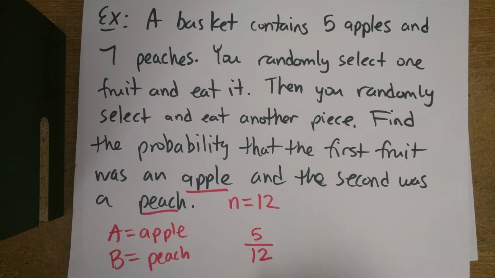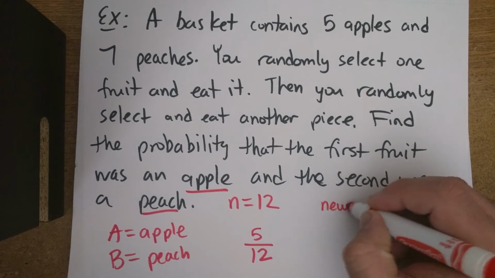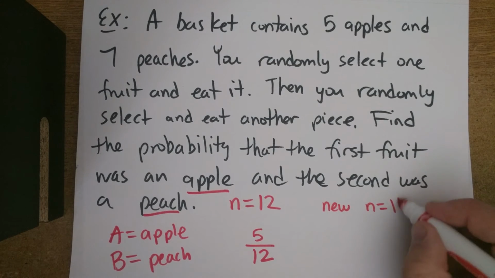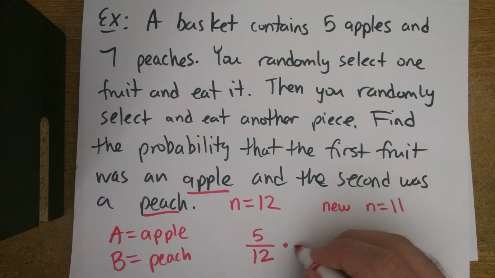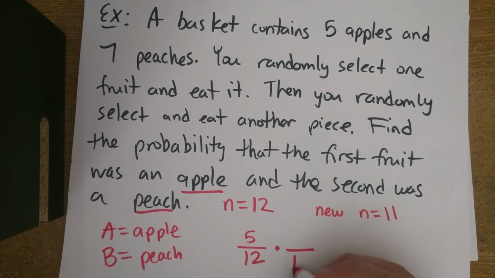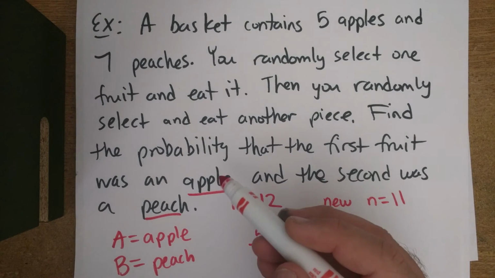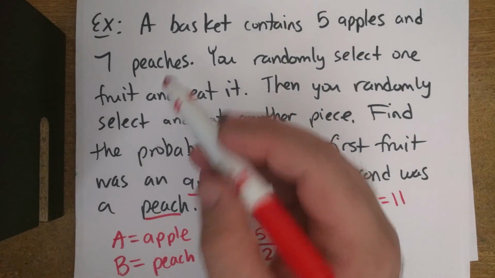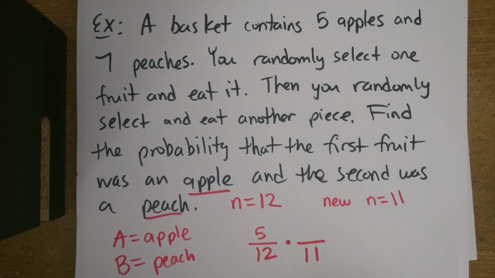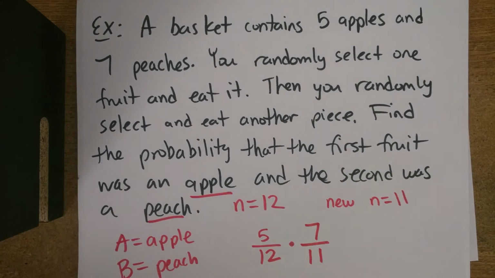Now, if you think about it, if you've taken that one fruit out, how many fruits are you down to in total? Your new n is now 11. So when I go to put my second fraction here, I'm not going to put 12, because I've already had a fruit. You're down to 11. Now, you just have to think here: if we took one apple out, did that change how many peaches are still in the basket? No. So there's still 7 peaches in here, which means we'll put 7 on top.